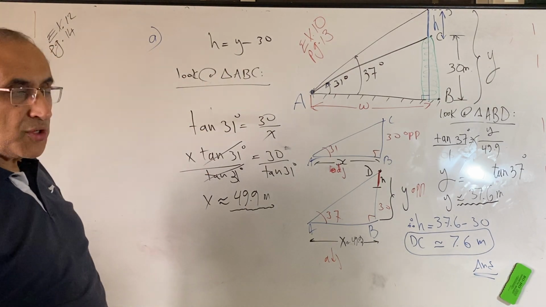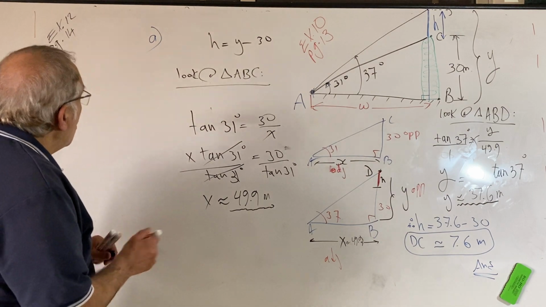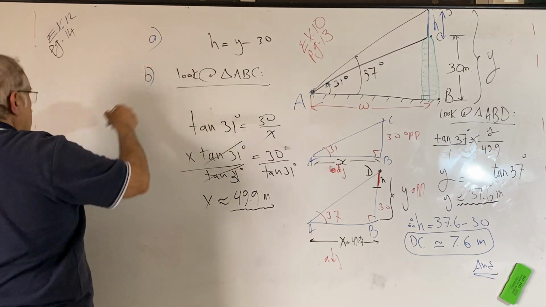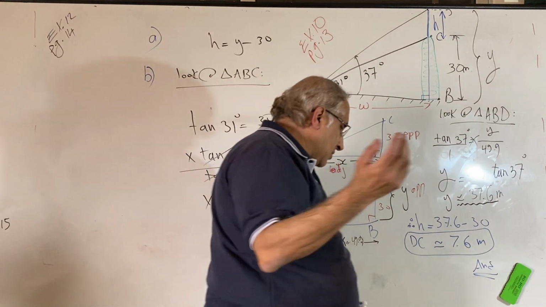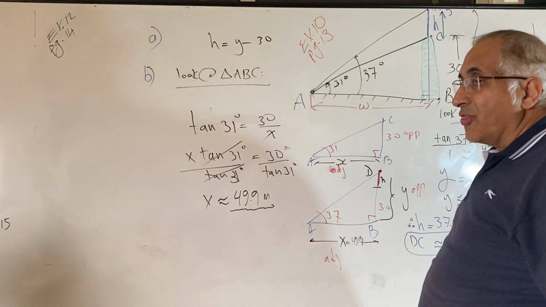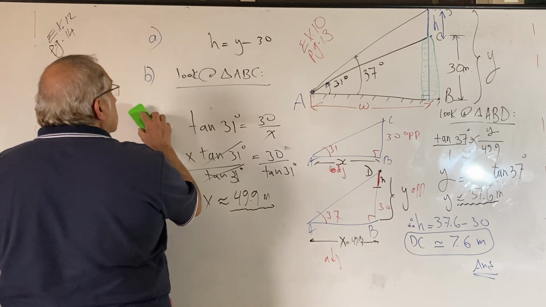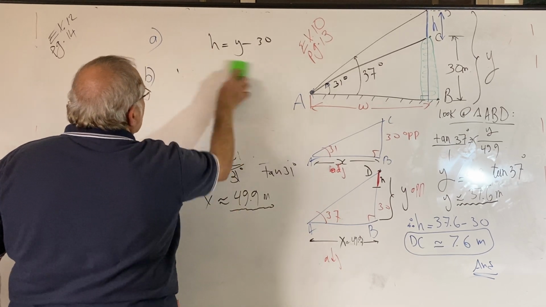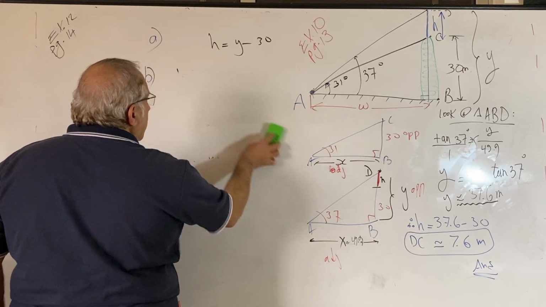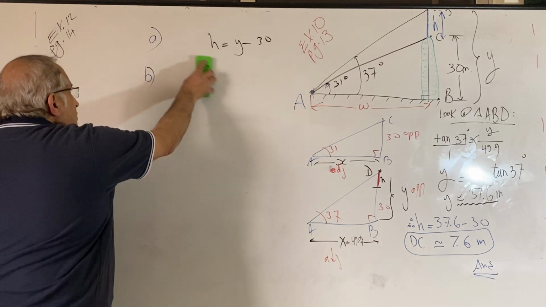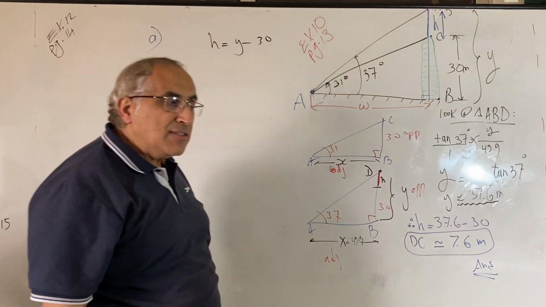One last part about this question. Part B. What does part B say? If you read the question, they are looking for the obtuse angle ACD. Where is the obtuse? What do you mean by obtuse? An obtuse angle is an angle more than 90 but less than 180.